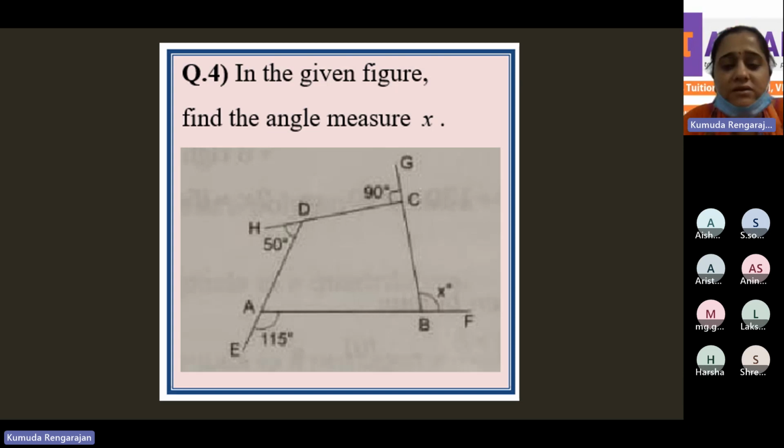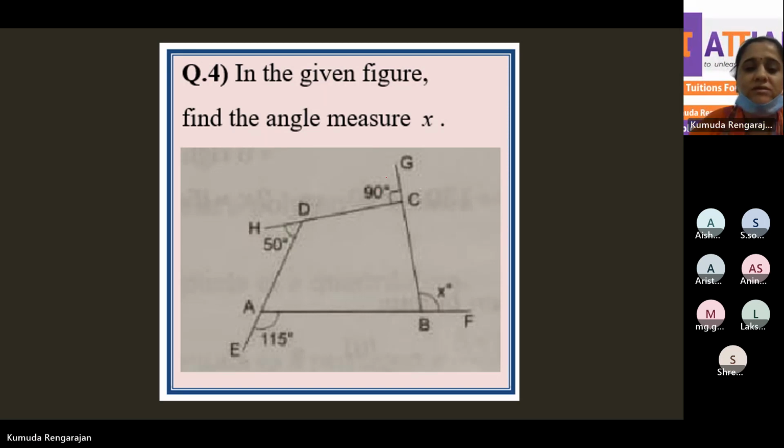Name the polygon. How many sides does the polygon have? 4 sides, ma'am. A, B, B, C, C, D, D, A. It's a quadrilateral. We need to find the measure of x. How will you do it? All the exterior angles are marked for you. See here.